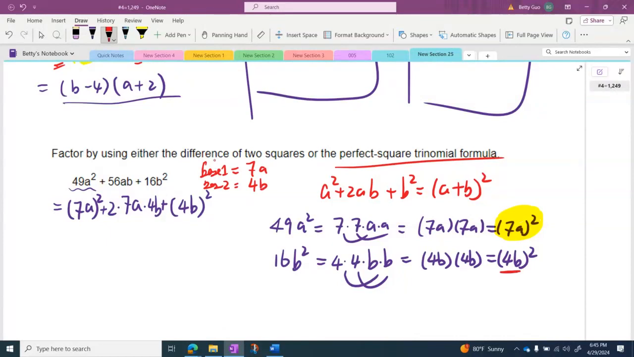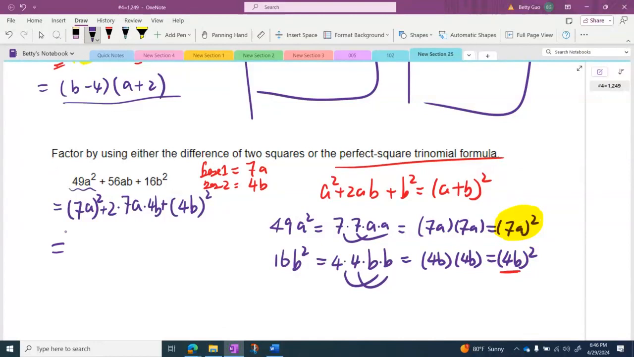And the middle happens to be twice the multiplication of the two bases. 2 times 7 is 14. 14 times 4 is 56. Or 2 times 4 is 8, 7 times 8 is 56, times a times b. So it is a perfect square trinomial.